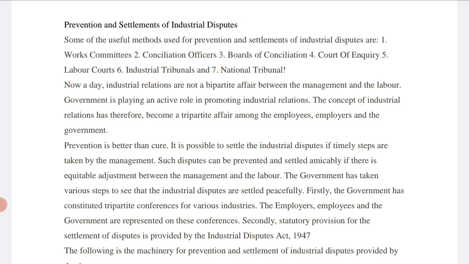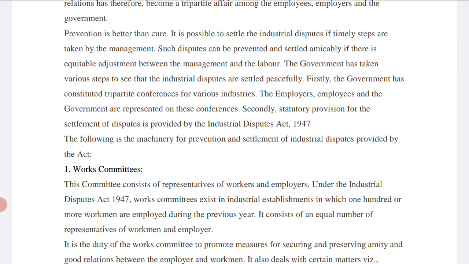Secondly, statutory provision for the settlement of disputes is provided by the Industrial Disputes Act 1947. As per the Act, there are certain statutory means provided by law, which will definitely control industrial disputes. The following is the machinery for prevention and settlement of industrial disputes provided by the Act. There are various committees appointed by the government, or provided by the statute, through which, if something goes into conflict or dispute, it will be resolved at that moment itself.